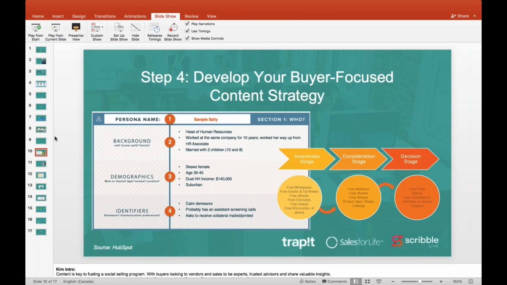Excellent. So moving into step 4, absolutely critical to success is developing that buyer-focused content strategy. Social selling is not a way to get product-related spec sheets out through social channels. It's about deeply understanding your buyer. And I would say content is absolutely the key to fueling a social selling program. Buyers, as we talked about in the beginning, are looking for vendors and sales reps to be experts, trusted advisors, and to really share valuable new insights. And content, absolutely the right content, is key to enable this.